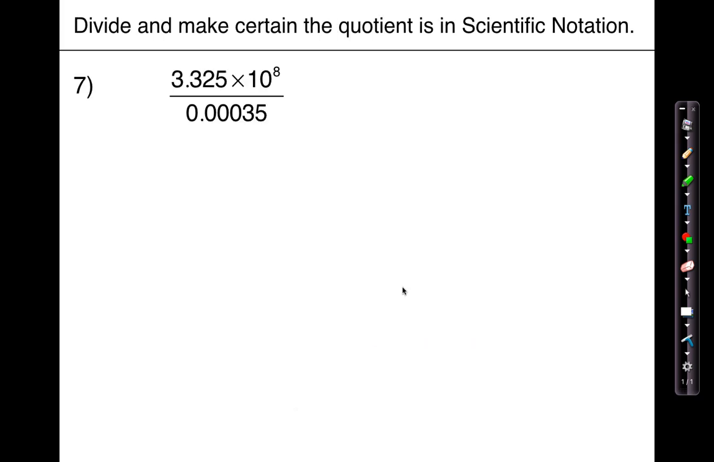Okay, so now same idea, but with division. For number 7, I'm going to turn this number here into scientific notation. First things first, this one's going to stay the same, so I'm going to write it as such, 3.325 times 10 to the 8th power.